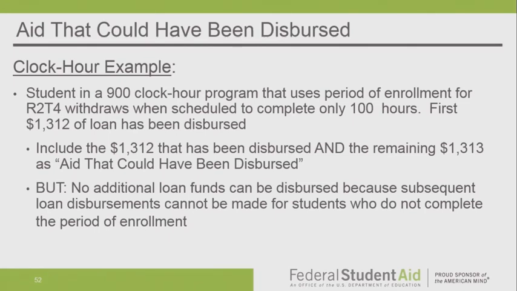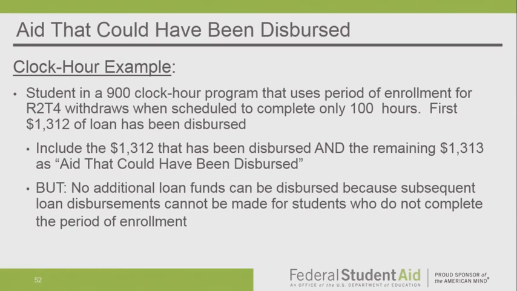Already got the first $1,312 of the loan, so there was a second disbursement of $1,312 or $1,313 that would be included in the aid that could have been dispersed. The student was enrolled, established their eligibility at the start of the semester. They got the first disbursement, but withdrew before the second disbursement. So the student was no longer eligible to get that second disbursement.